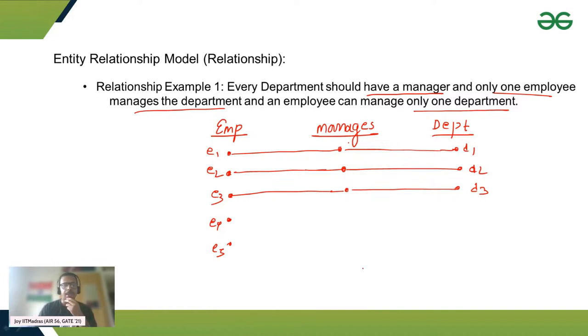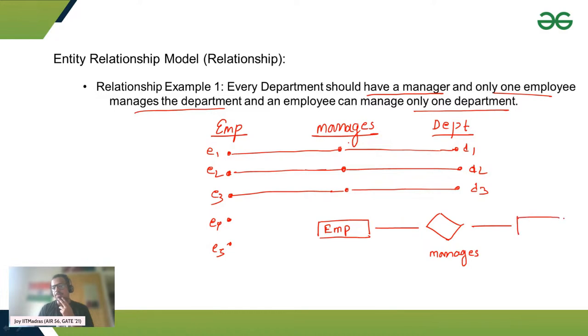So let's see what we have. This is the case, so let's try to draw the ER diagram. The ER diagram will be something like this, I'm just drawing it here. We have the entity employee, and we have the relationship that is manages. We can have another entity, department. Now the question is who is totally participating, and who is not at all participating.